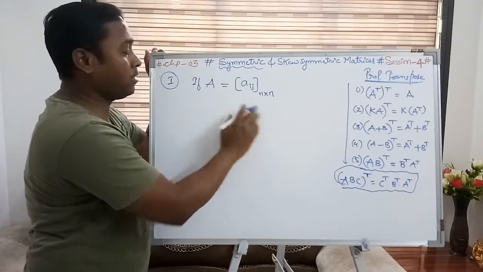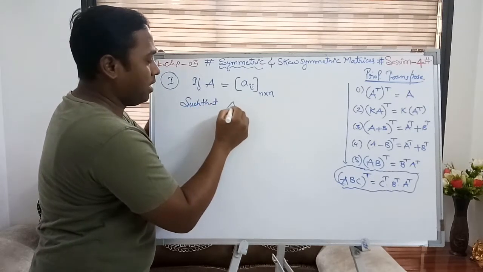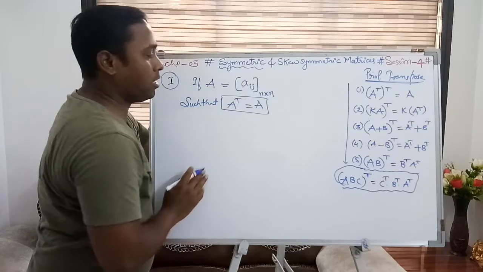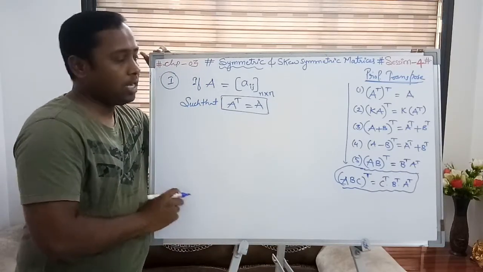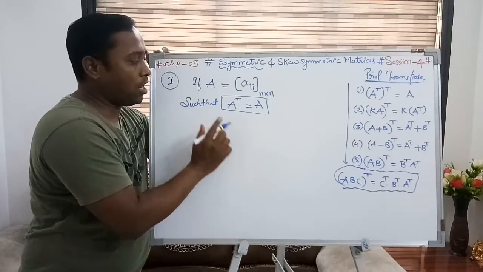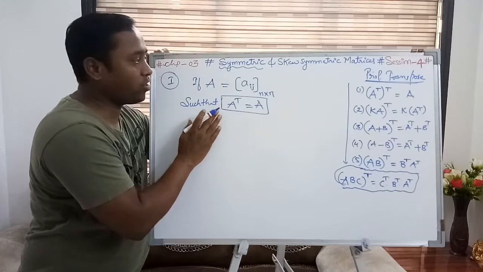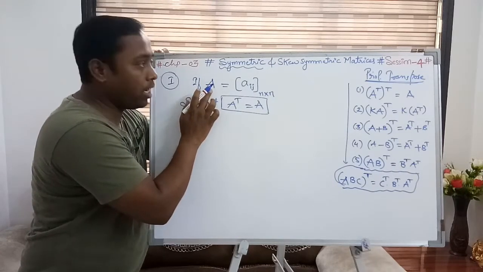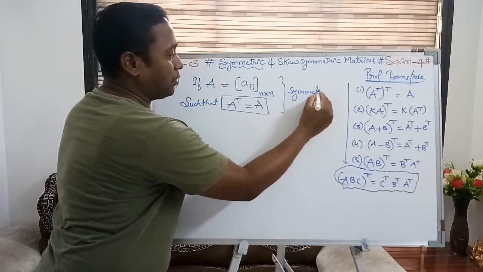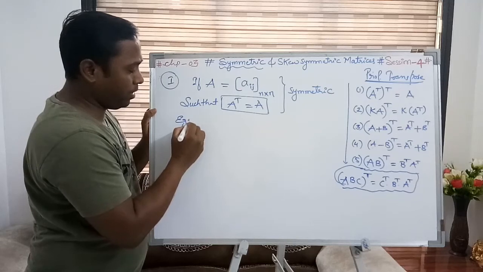If A is a square matrix such that its transpose is equal to the matrix itself, that is, if a square matrix is framed in such a manner that after doing a transpose you get the matrix itself, in such cases the given square matrix is known as symmetric. This is what symmetric means. Are you getting it? So I am taking one example of how it can be possible.